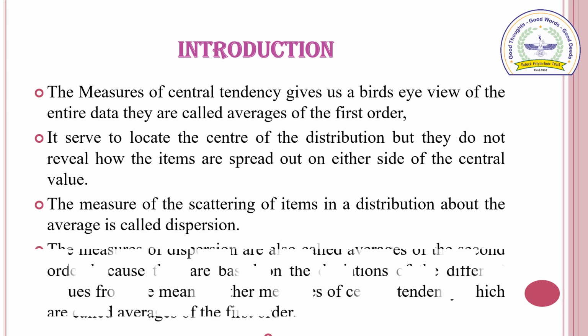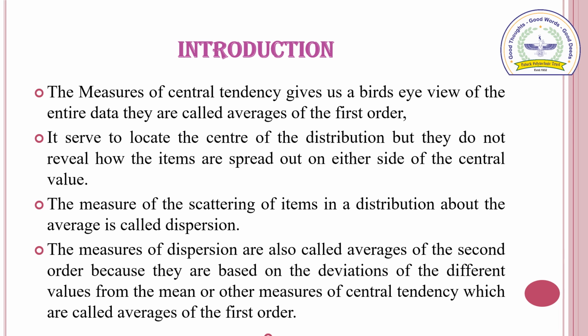The measures of dispersion are also called averages of the second order because they are based on the deviation of the different values from the mean or the other measures of central tendency, which are called averages of the first order.